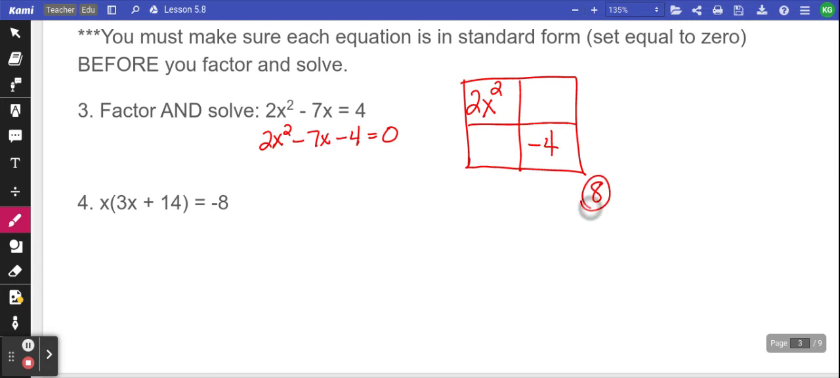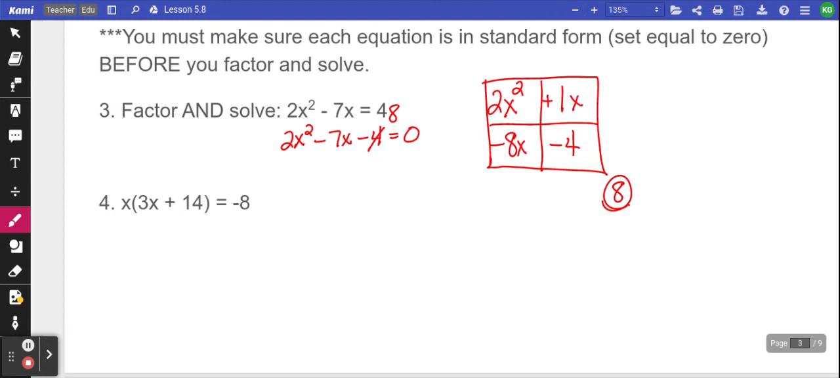And 2 times 4 is 8. So I'm looking for factors of 8 that subtract to be 7, which are 8 and 1. Sign chart, bigger one gets a negative. So these have in common x. These have in common negative 4. These have in common 2x. These don't look like they have anything in common, so we at least have to give them a 1. So my factors are 2x plus 1 and x minus 4.